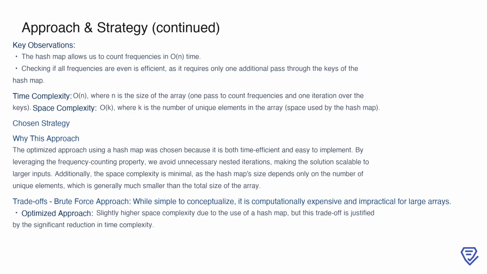It allows us to count the frequencies of elements in O(n) time, which is far more efficient than the nested iterations required in the brute force method. Additionally, checking if all frequencies are even involves just one more pass through the hash map's keys, making it computationally inexpensive. In terms of time complexity, this approach operates in O(n) due to the linear traversal of the array and the hash map. The space complexity is O(k), where k is the number of unique elements in the array, as the hash map stores only these unique counts.